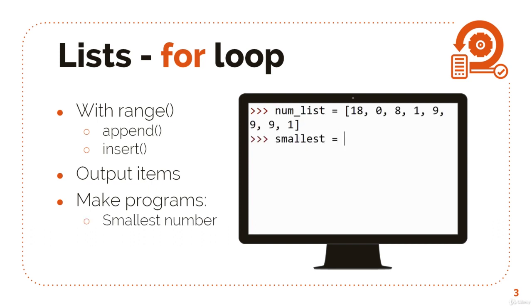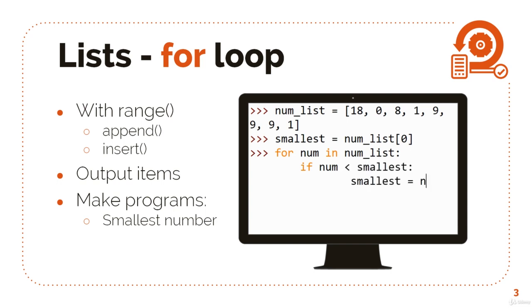Firstly, we create a new variable and we assign it with the first index of the number list. Then we use the for loop and we put in a conditional statement to compare the numbers in the list and then update the variable with the smallest.